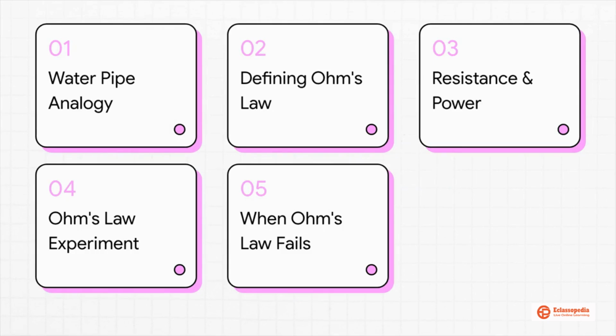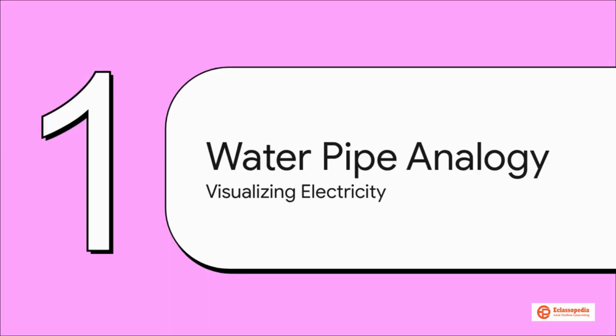Here's our roadmap for today. 1. The water pipe analogy. 2. Defining Ohm's law. 3. Resistance and electrical power. 4. The Ohm's law experiment. And finally, 5. When Ohm's law fails. All right, let's jump straight into Section 1, the water pipe analogy.